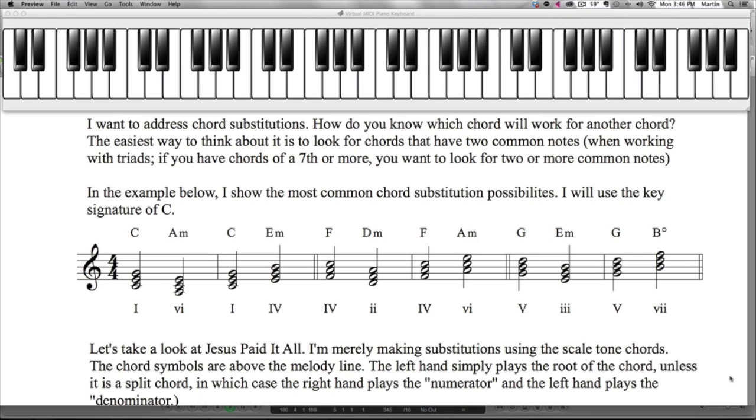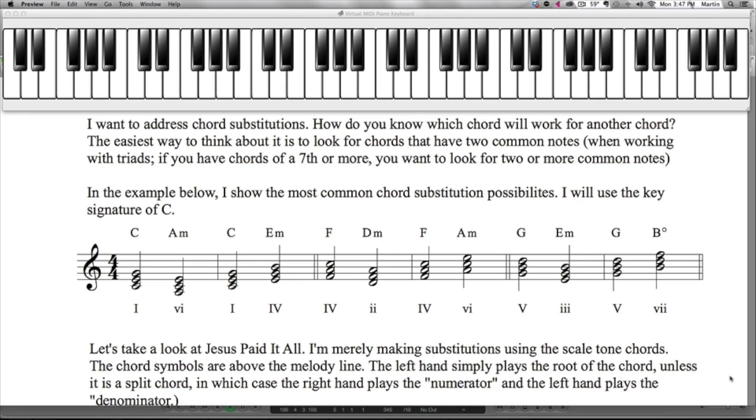But let's just take a look really quickly at chord substitutions. And this is not really that difficult. The way that you determine how to possibly substitute one chord for another is you look at the number of notes they have in common. And if they've got 2 or more notes, you're in good shape. So, if we're in the key of C, take that C chord, C, E, G. If you look at the A minor chord, you see that they share C and E. That works as a good substitution.